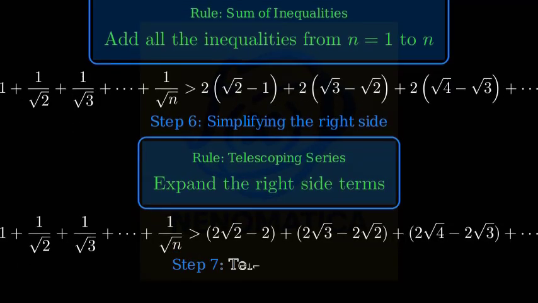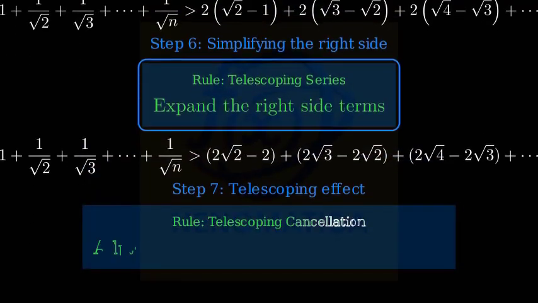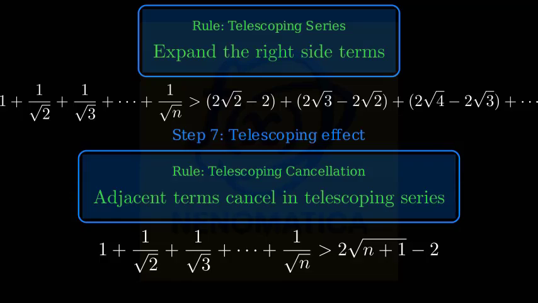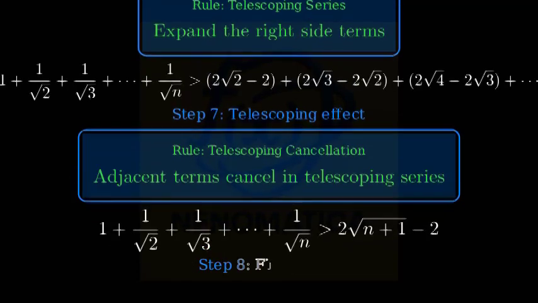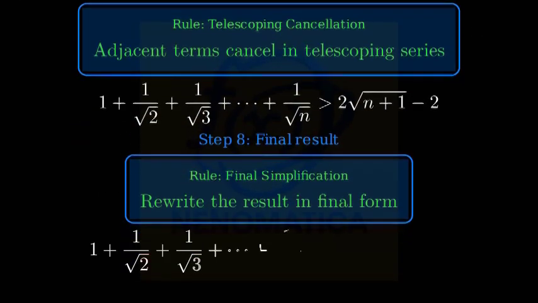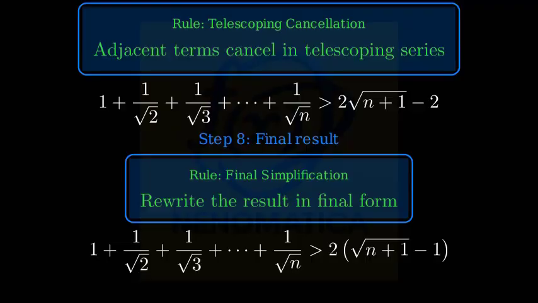Notice that the right side forms a telescoping series where many terms cancel out. The final result is 2 times the square root of n plus 1 minus 2. Therefore, we've shown that 1 plus 1 over the square root of 2 plus 1 over the square root of 3 plus 1 over the square root of n is greater than 2 times open bracket the square root of n plus 1 minus 1 close bracket.